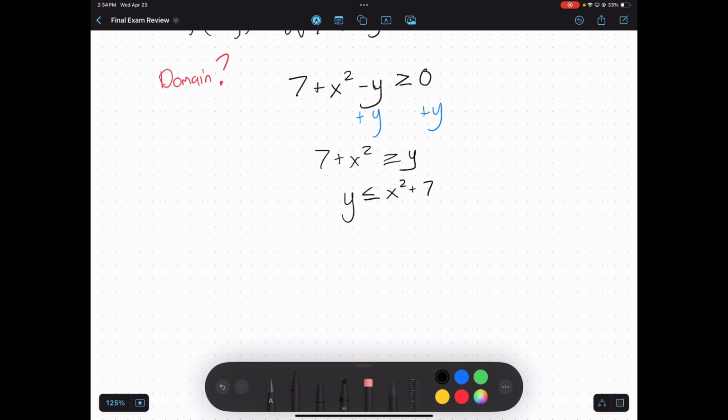The technical way to write this uses the little squiggly lines, because this is just saying you can pick any x, y such that y is less than or equal to x squared plus 7. That's what that notation actually means. Okay. Very nice.